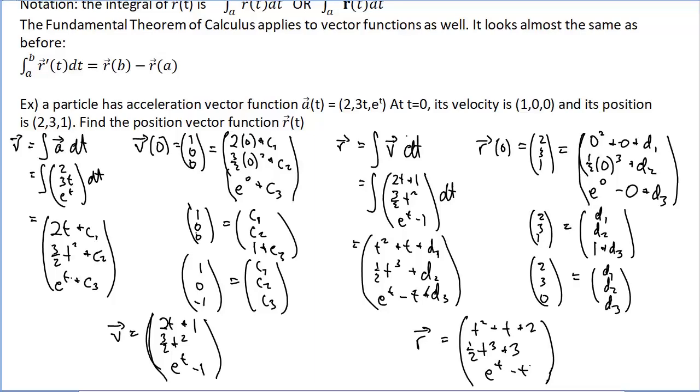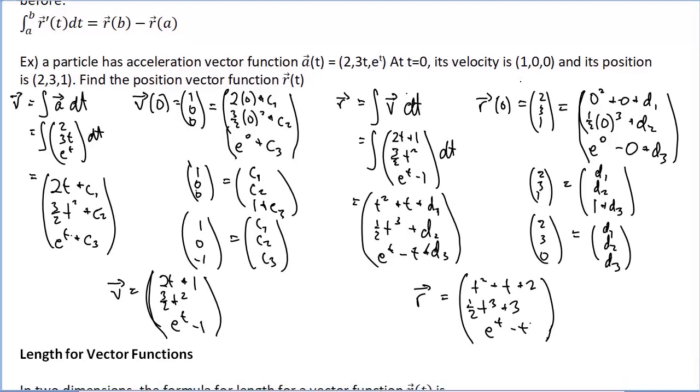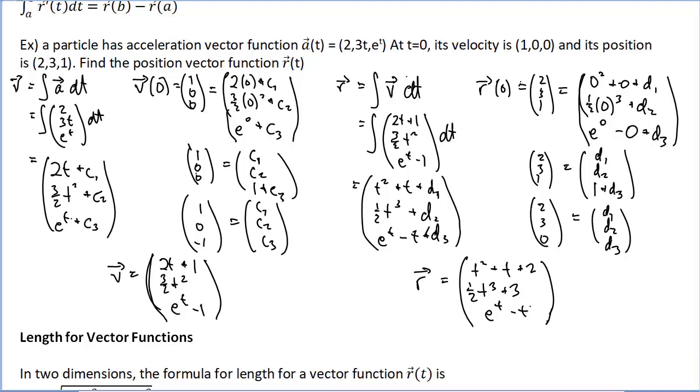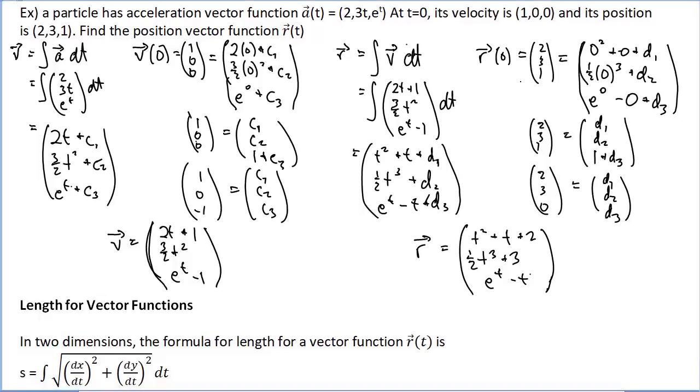Okay. Next, we go on to another application, one that could be familiar from single variable calculus: length. So how do we find length for a vector function? Well, we've seen what the formula is in 2 dimensions. S is the integral of the square root of dx dt squared plus dy dt squared, all of that dt.